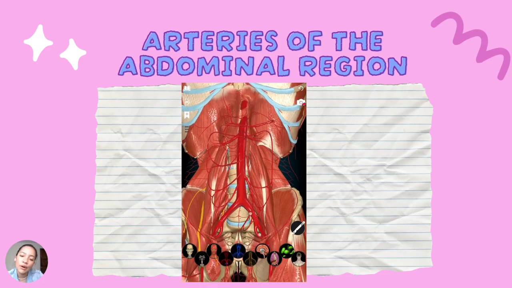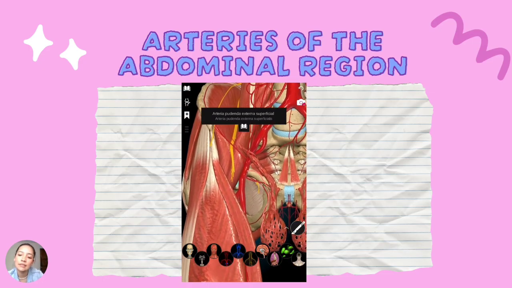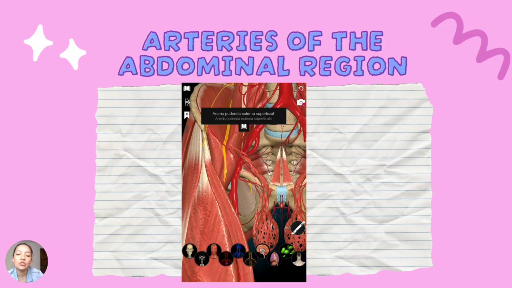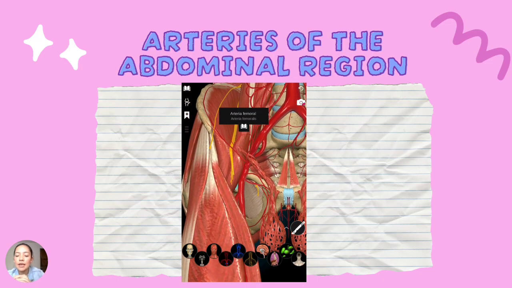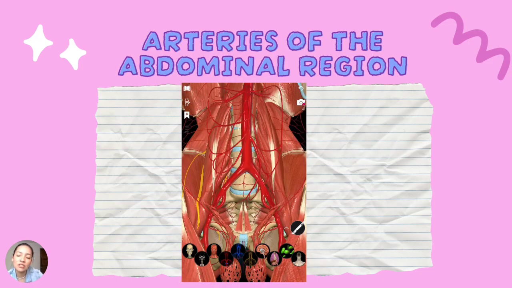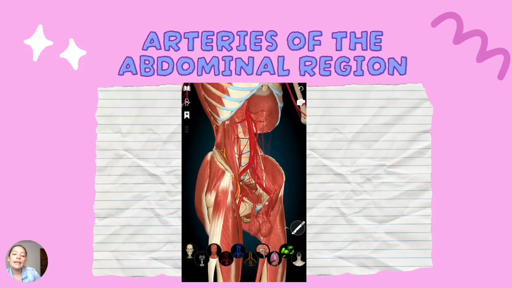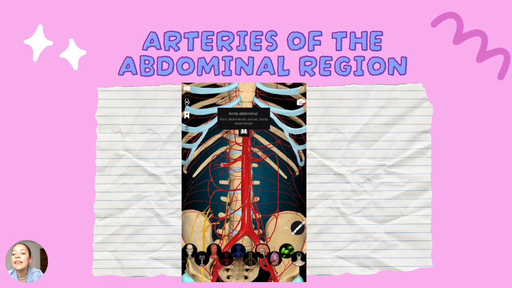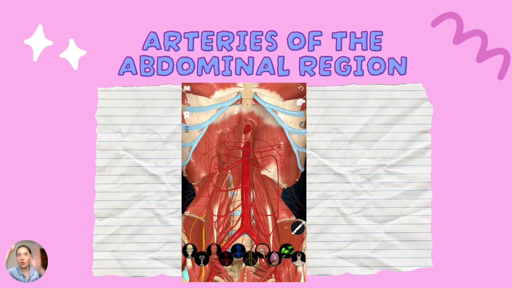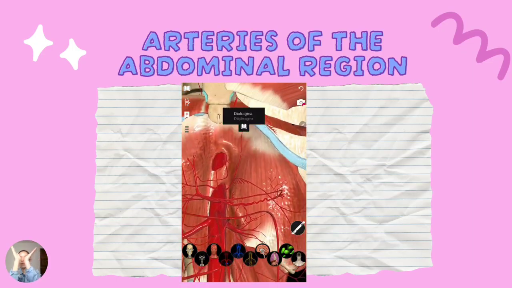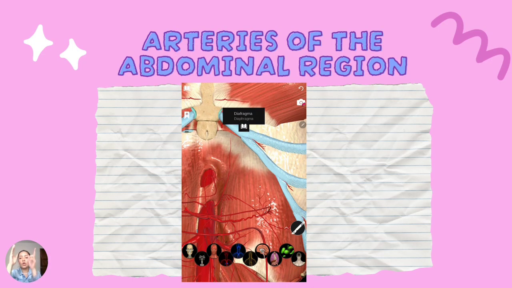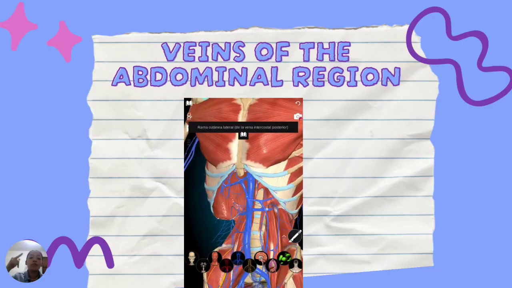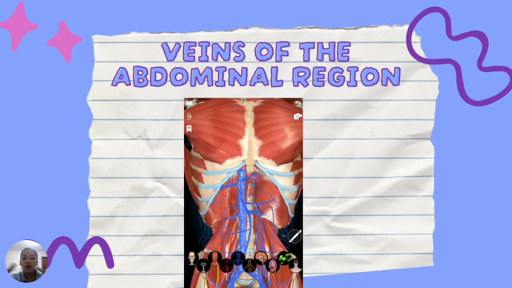Also, it gives paired branches such as the renal arteries to the kidneys, and the gonadal arteries to the ovarian and testicular parts. The lumbar arteries are also branches. Finally, the external iliac artery continues beneath the inguinal ligament and becomes the femoral artery. So we have the inguinal part, and then the lower limb.